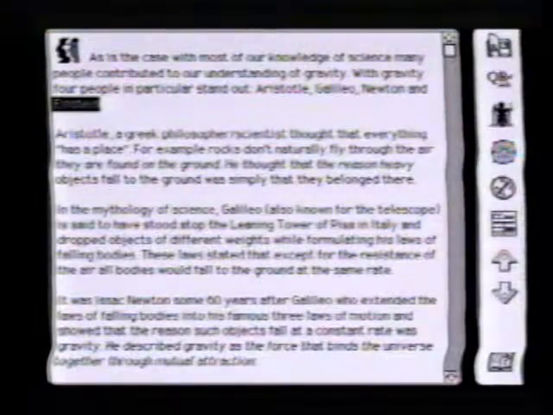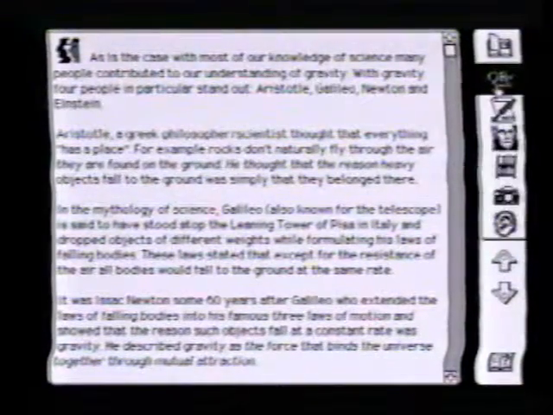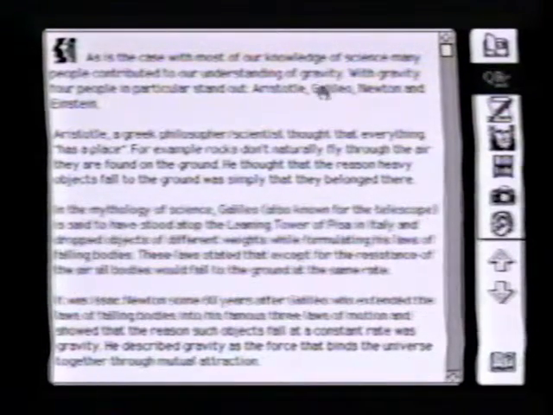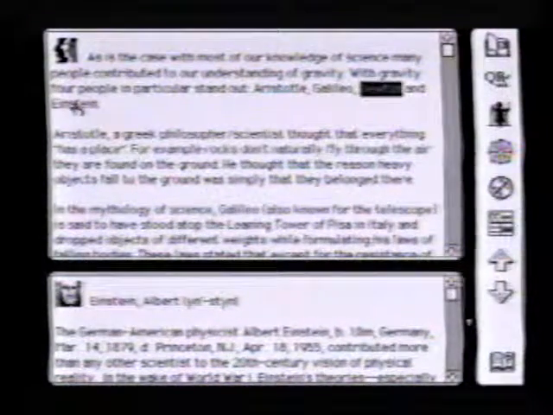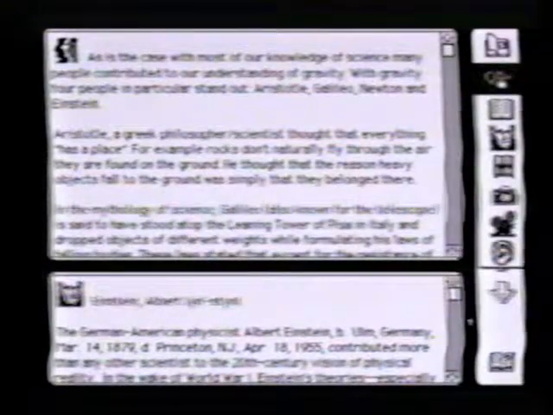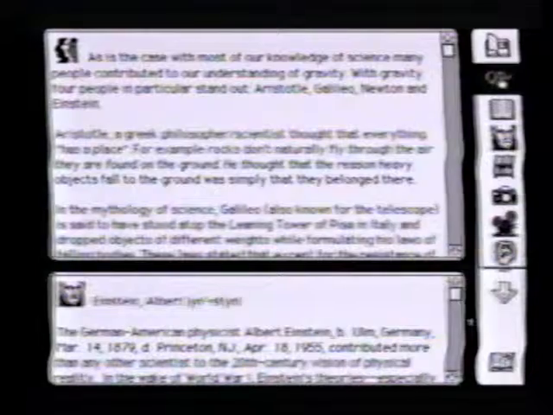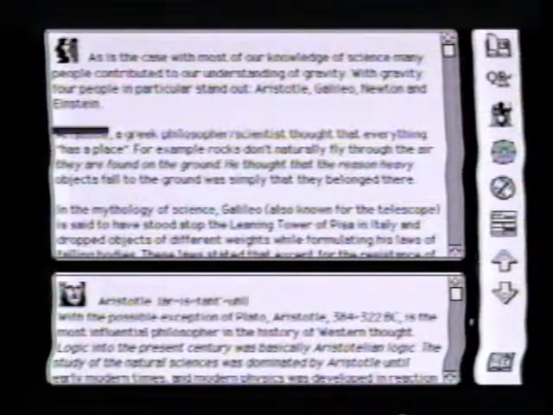To be able to click a button, go right back to where I left it. In seconds, to be able to say, I want to find out more, see what's available. Notice that when I clicked on Galileo here, there's an author's note, biography, encyclopedia, collaborations, images, sound. When I click on Newton, when I click on Einstein, notice that there's a difference in each case in the menus. Or Aristotle. Aristotle has a biography.